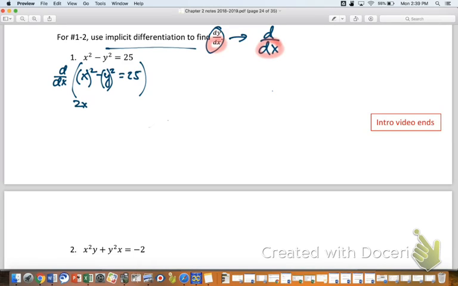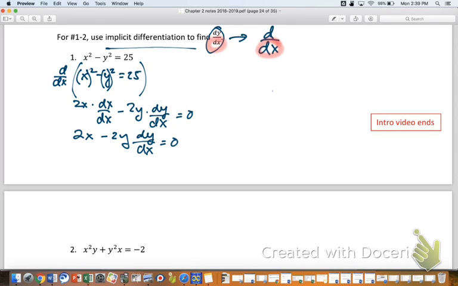Now I'm going to finish. So it's 2x times dx/dx minus 2y times dy/dx equals 0. What do you think? Just finish it. Okay, what's dx/dx? 1. So this just gives us 2x minus 2y. dy/dx is just dy/dx.